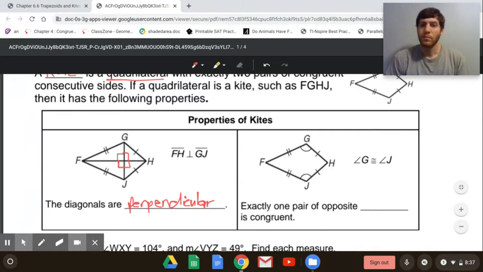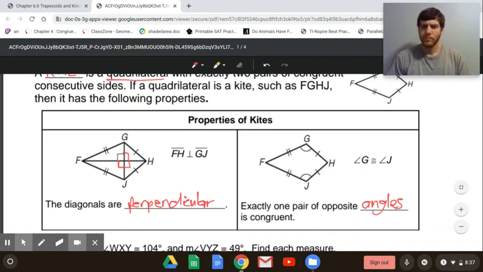Okay, and then your other main property here is that exactly one pair of opposite angles are congruent. So this should be angles. You have one pair of opposite angles that are congruent. Okay, so it's either F and H or G and J, and it's going to be the angles that are between the two pairs of consecutive sides.